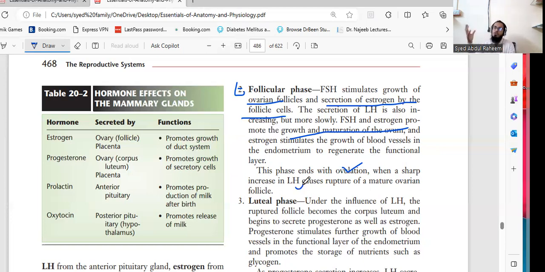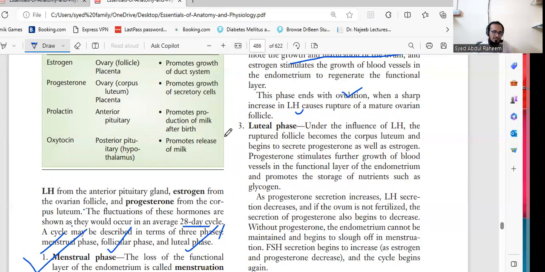Now the ovum is matured. Now you have to rupture the layer of the ovum. So what will happen? The luteal phase will start. Here LH will increase suddenly, and the rupture of the ovum will happen. Here the follicle ruptures and we have the corpus luteum.